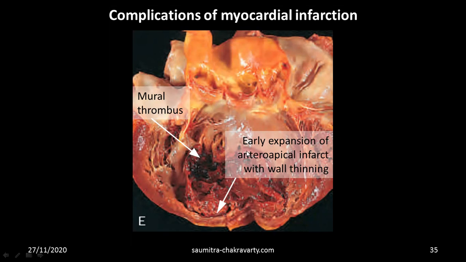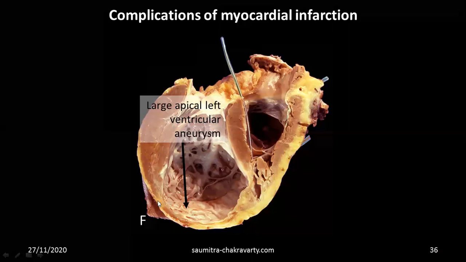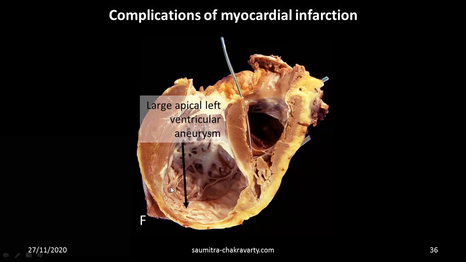Just wall thrombus. Now, the early expansion of anteroapical infarct with wall thinning. See, the wall is very thin here. This can also happen as a complication of a myocardial infarction. If this thinning continues, then what could happen? Rupture. Exactly. Thank you. So complications of myocardial infarction also include, sometimes the thinning stops, but it leaves a large dilated area, I mean, ventricular aneurysm.